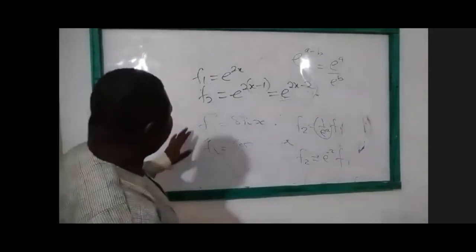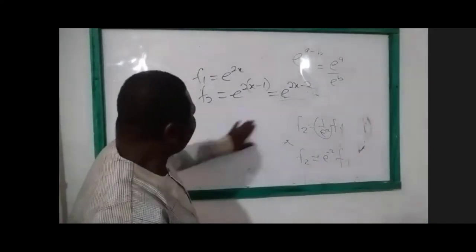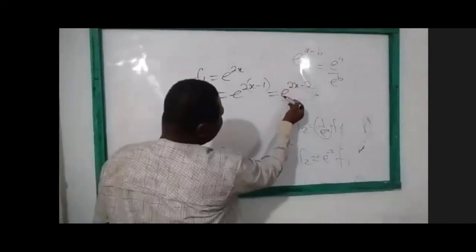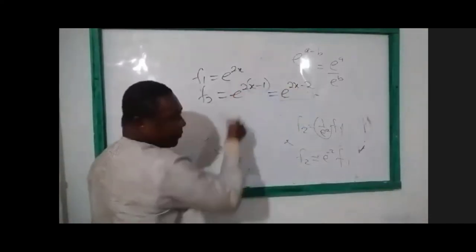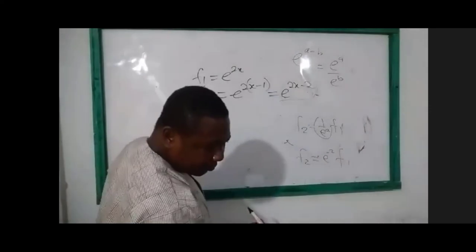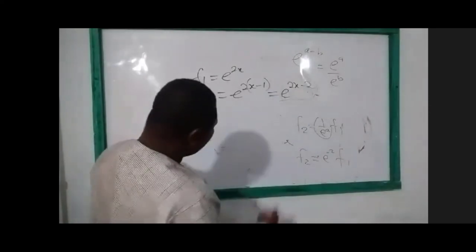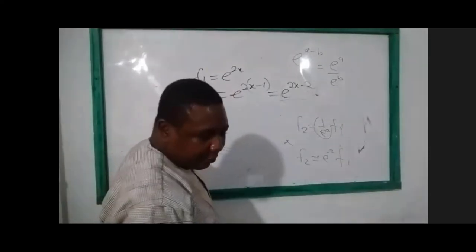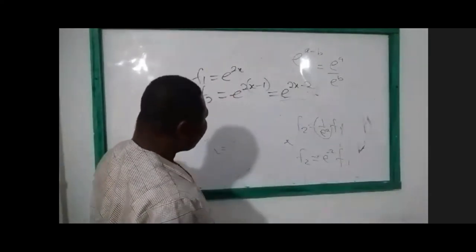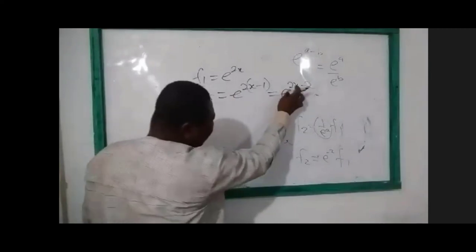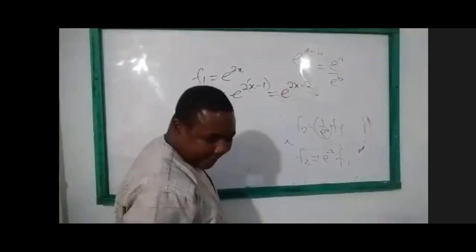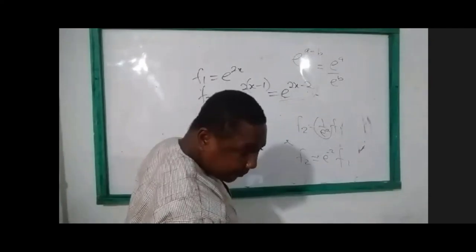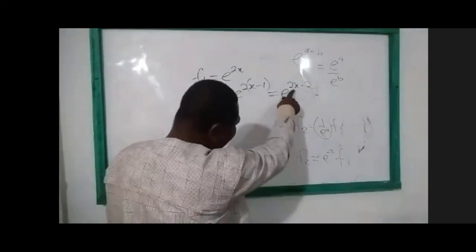And after talking plenty, I told you, can you see? I said that you can see that there's e raised to power 2x here, there's e raised to power 2x here. Can you see that? Yes, sir. Good. So it means that this f2 is related to f1 in a way. And this e raised to power 2x minus 2, indices. You remember your indices? Have you done indices before? Yes, I did indices.